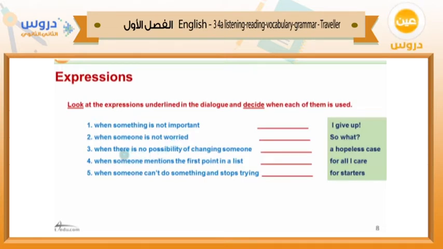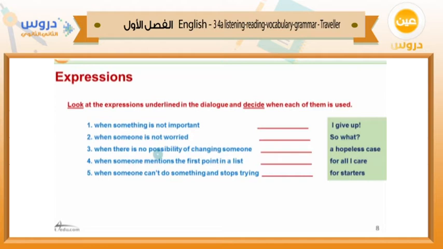And 3, when there's no possibility of changing someone. And 4, when someone mentions the first point in a list. And 5, when someone can't do something and stops trying. So for number 1, when something is not important, you say, so what? So what? It's not important. And for number 2, when someone is not worried, it means for all that he cares.